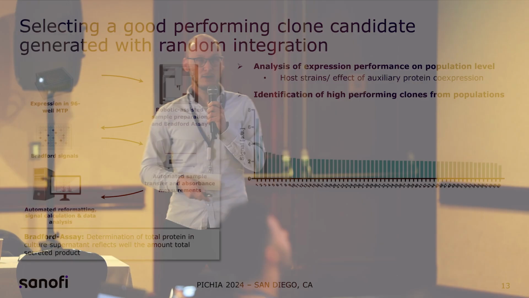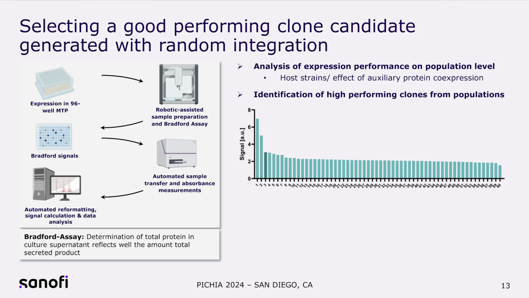But first, we wanted to generate a clone with random integration that we want to use for benchmark purposes, and we have basically undergone our typical or atypical screening process. So having done random integration, we tested expressed clones in 96-well, and analyzed product formation in the supernatant by Bradford assay, which in our hands is a good proxy for product that is secreted if you have a good performing strain. Then we did data analysis, and this is how it typically looks.